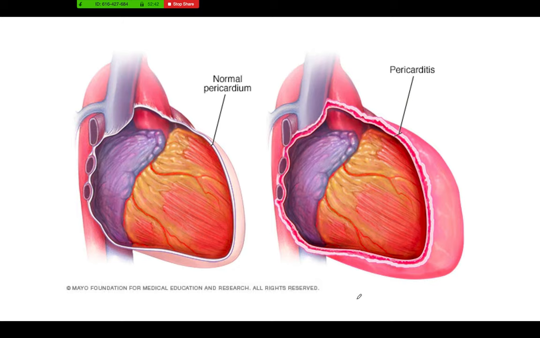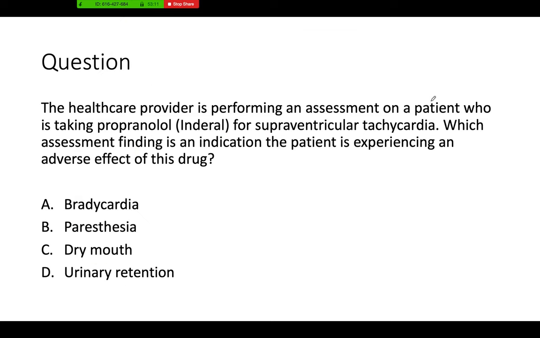Next, we can look at sort of what that image looks like. Here's our normal pericardium. This is a view of the right side of the heart. You can see this is the right atrium, right ventricle, and here is the lining going around the entire heart. It's just this fibrous layer. When you have that inflammation, that virus, what have you, causing inflammation, this is how it appears with the pericarditis. Okay. Great.